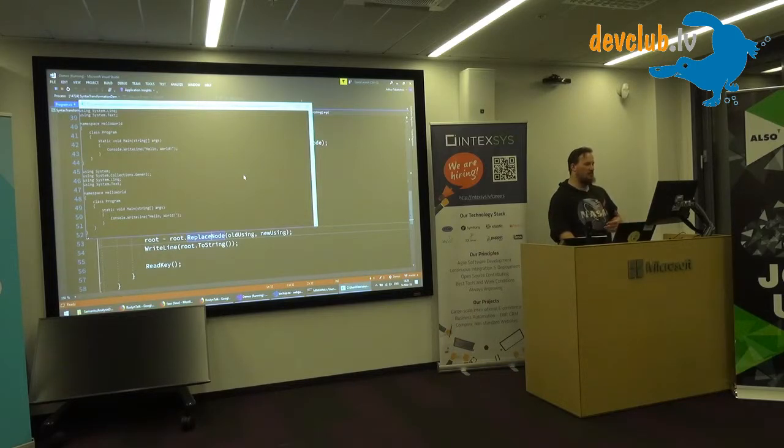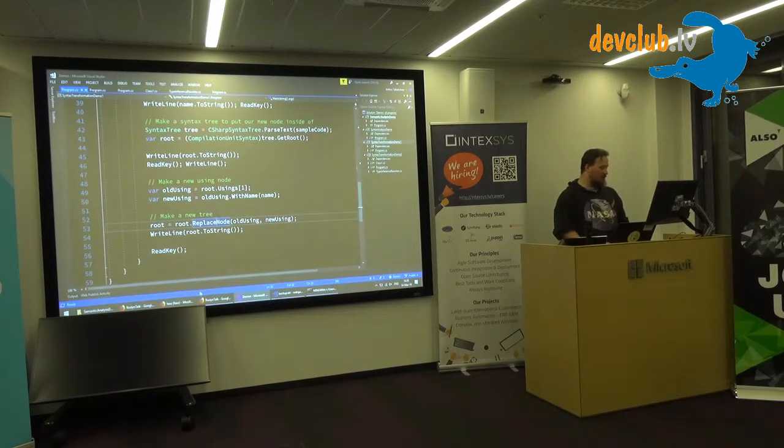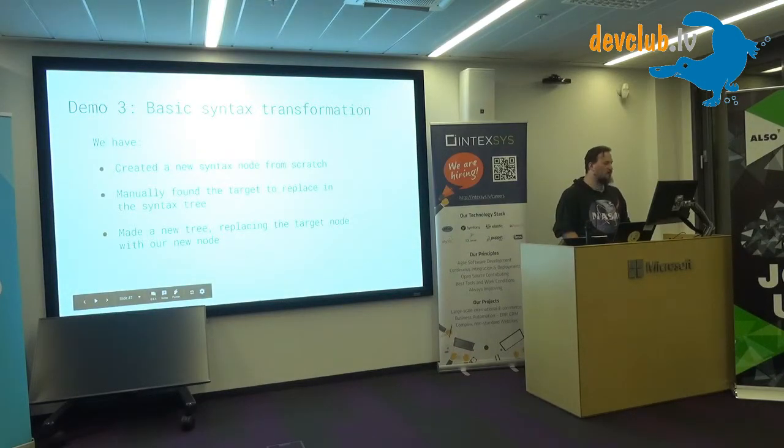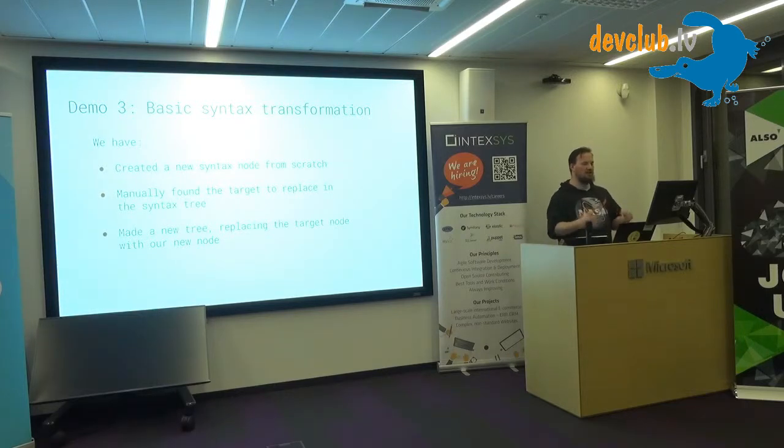And now we can compile this syntax tree into a DLL, we can create a semantic model, we can do all kinds of things, and it is updated. We have not lost any white space after it, the new line still exists. So this is a very basic way to update a piece of code using the Roslyn API. We have created a new syntax node from scratch. We have found the target and we have replaced it. Well, we haven't actually replaced it. We have created a new tree with that node there, because trees are immutable, but for us it really doesn't matter.